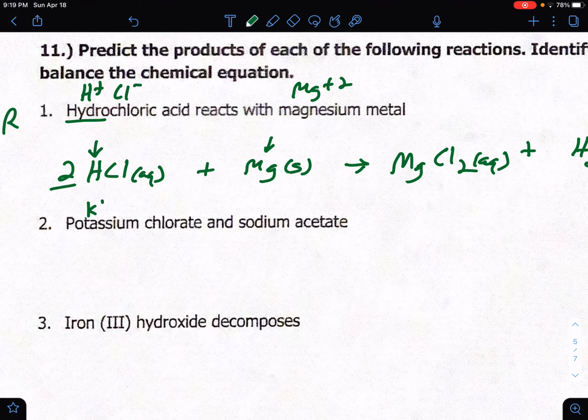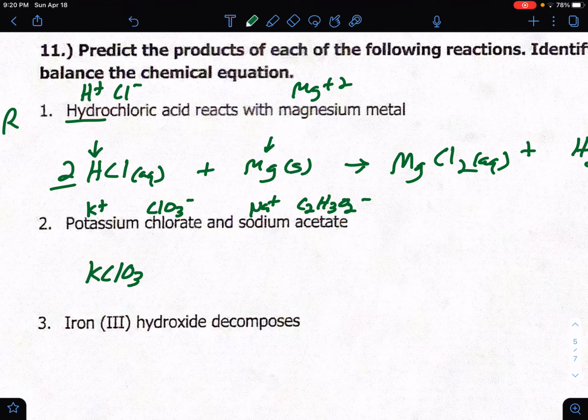So potassium is K with a +1. Chlorate is ClO3 with a -1. Sodium is Na with a +1. And acetate is C2H3O2 with a -1. I like these because if we have all the same numbers, this is going to be nice and easy to balance. So +1, -1, they're already the same. So I'm just going to put KClO3.